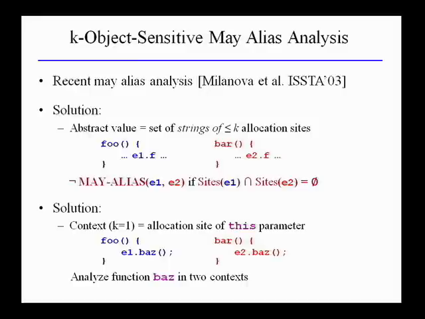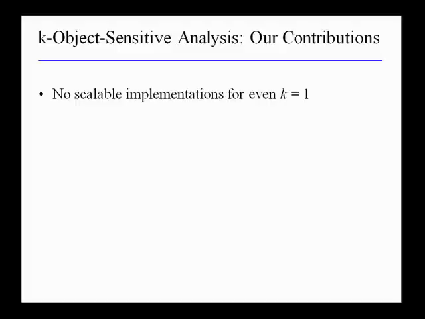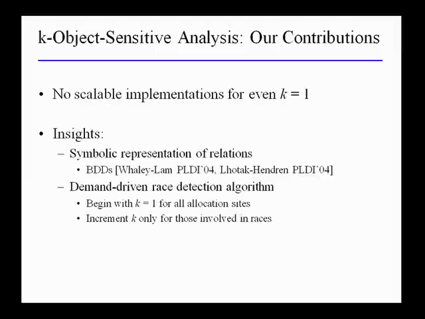All right, so object sensitivity turns out to do a very good job of capturing exactly the notion of the same type of data structure allocated in different parts of the program. It keeps track of that more economically than k-CFA, than the context sensitivity does. So there were no scalable implementations of object-sensitive analysis for even k equals 1 prior to our work. The basic insight into making this work well is to have a symbolic representation of the relations. So we use BDDs to represent the alias relations.